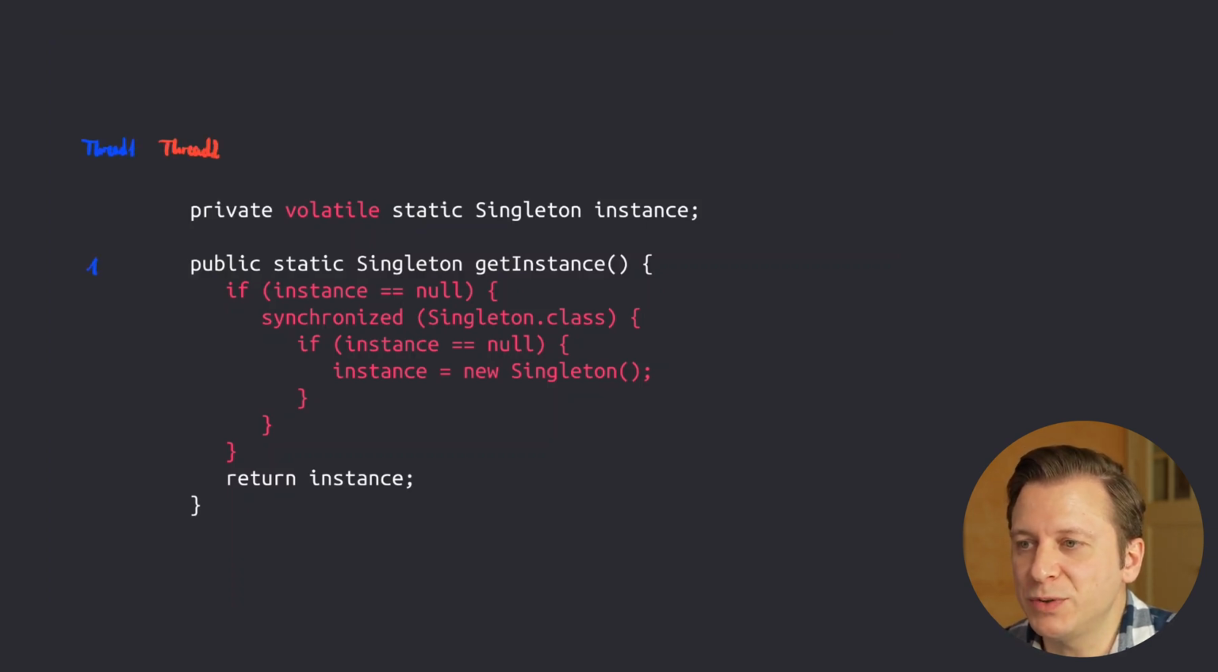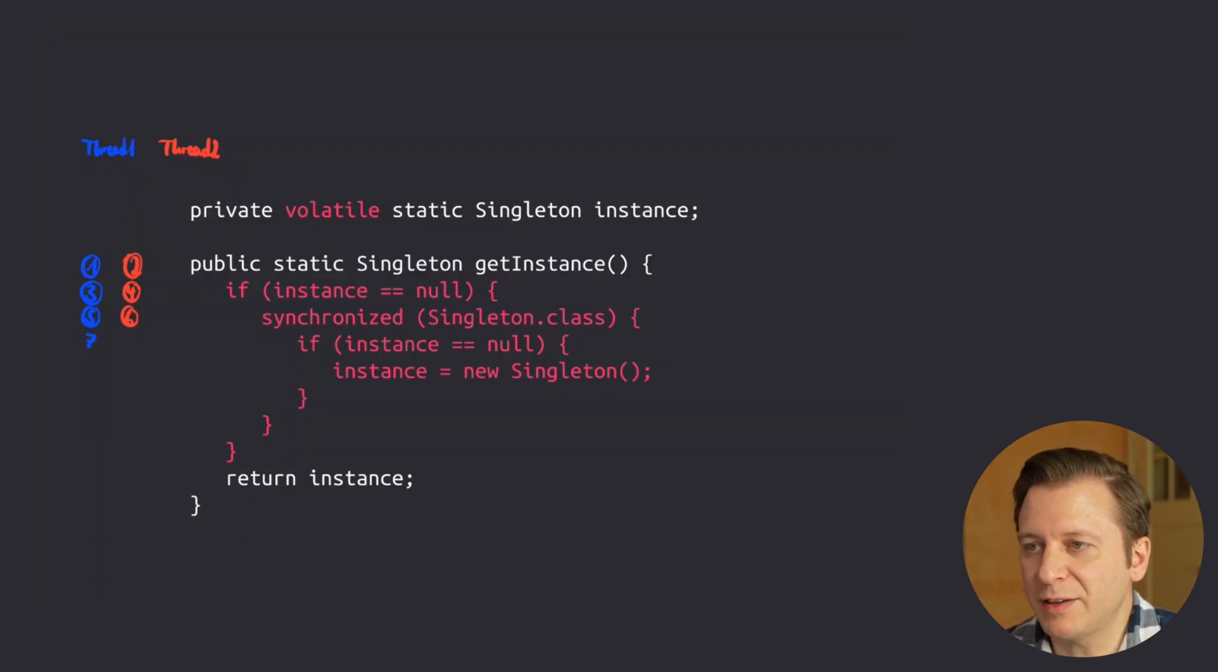In step 1 and 2, both threads enter the getInstance method. Then in step 3 and 4, they both check whether the instance exists or not. And as the instance does not yet exist, they both get true and go to step 5 and 6, where they encounter the synchronized block for the Singleton class. Here only the first thread, meaning thread 1, will enter and thread 2 will have to wait.